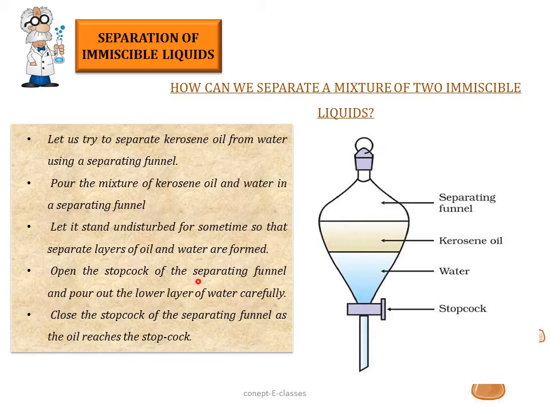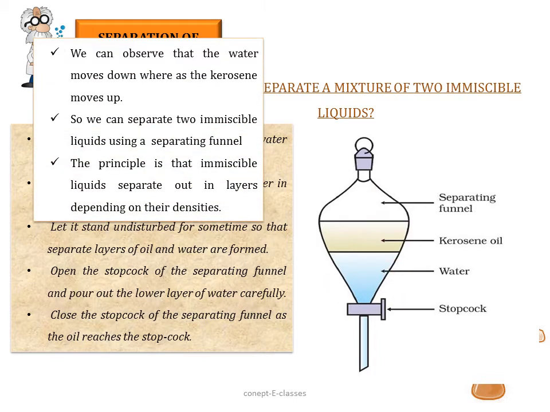If we open the stopcock of the separating funnel, we can separate the water into another beaker. When this water is completely removed, we close the stopcock. Then you can see that the kerosene oil is left behind in the separating funnel. Hence we are able to separate two immiscible liquids using a separating funnel.